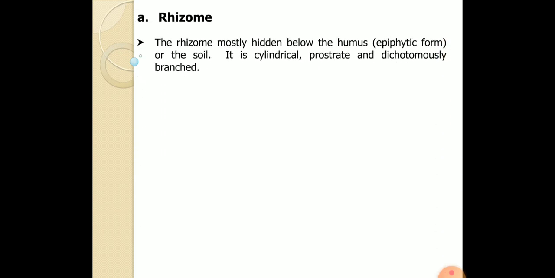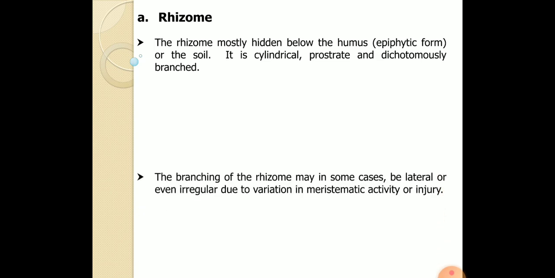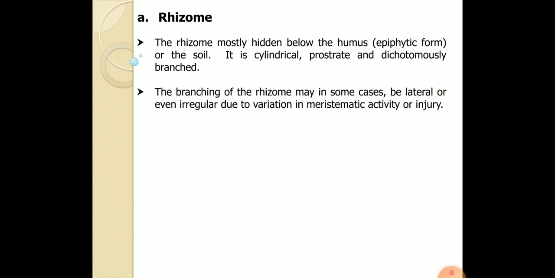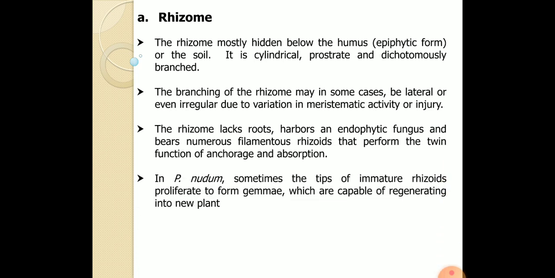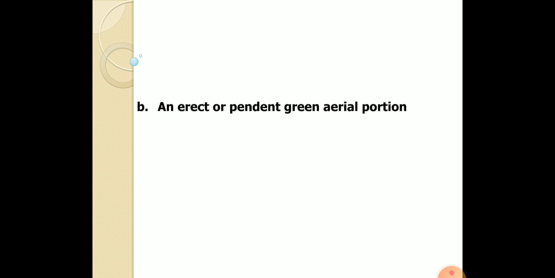The next is the rhizome. The rhizome is mostly hidden below the humus, especially in the case of epiphytes, because they are buried inside the humus soil. Usually they are dichotomously branching, and in some cases an irregular branching pattern also occurs. The rhizome lacks roots and sometimes harbors endophytic fungi, which help in nutritional absorption.